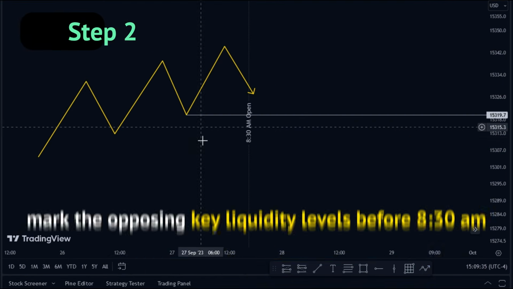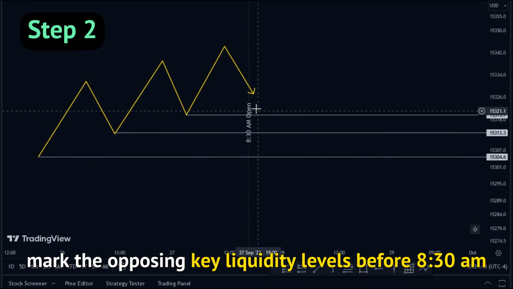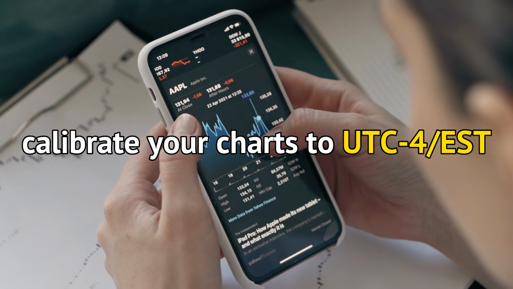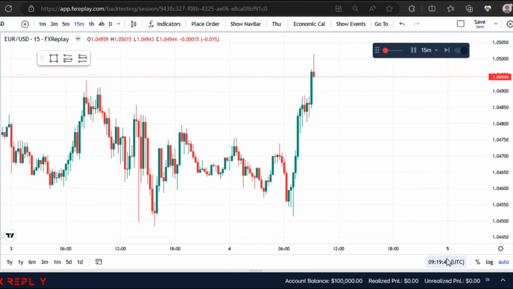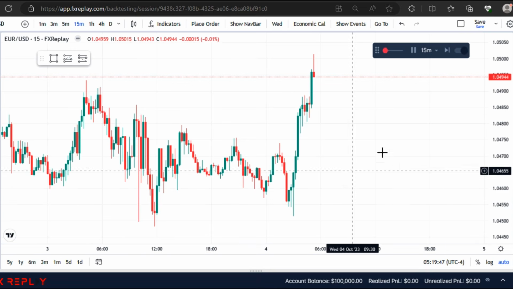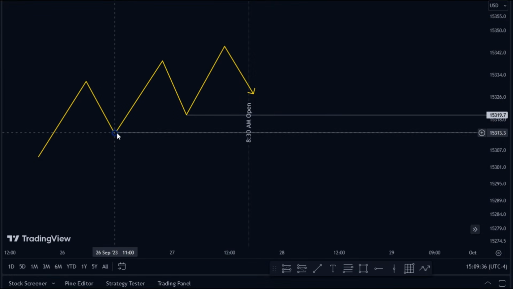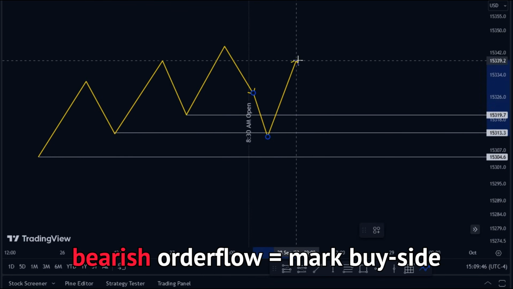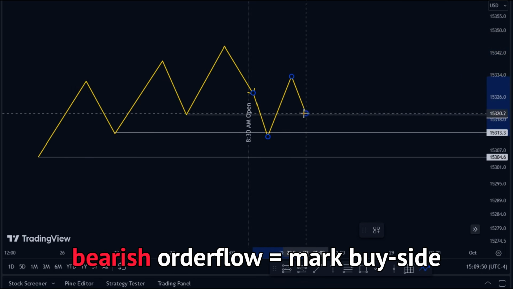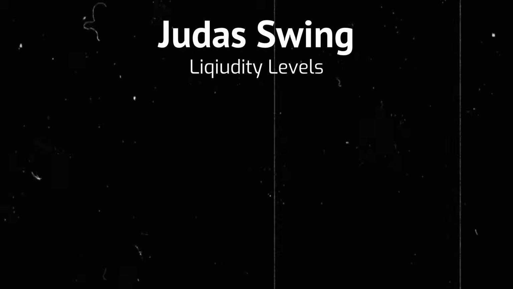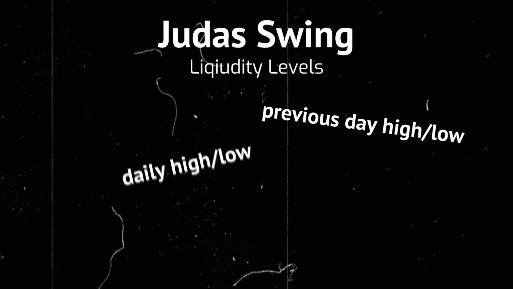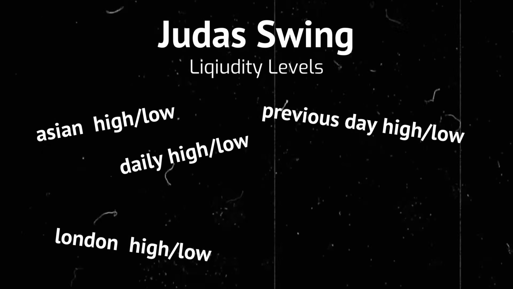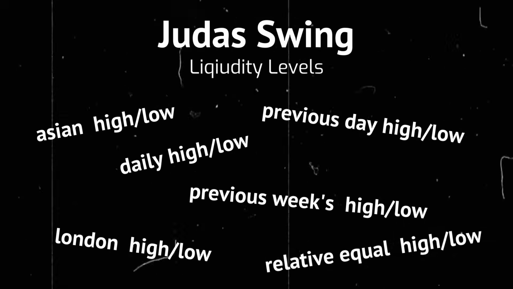Next, we have to mark the significant liquidity levels before the 8:30 a.m. opening. As always, these times are in New York time, also known as Eastern Standard Time. So make sure you set your chart time zone to UTC-4 to avoid any confusion. If we are in a buy program, then we have to mark all of the sell side liquidity levels. If we are in a sell program, then we have to mark all of the buy side liquidity levels before 8:30 a.m. These liquidity levels could be the previous day's high or low, daily high or low, Asian session high or low, London session high or low, previous week's high or low, and equal highs or lows on a 5 or 15-minute time frame.